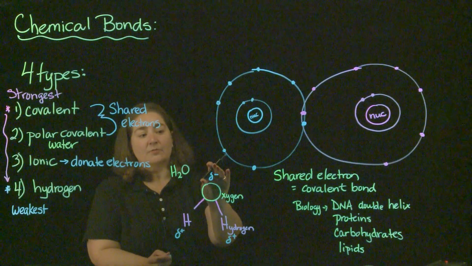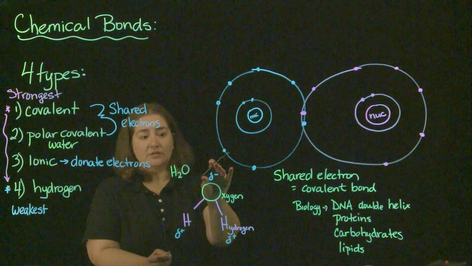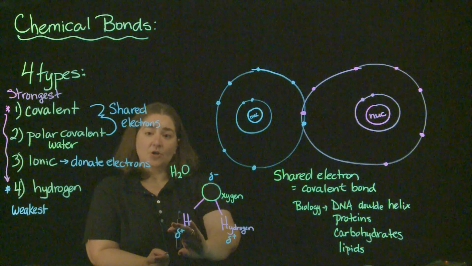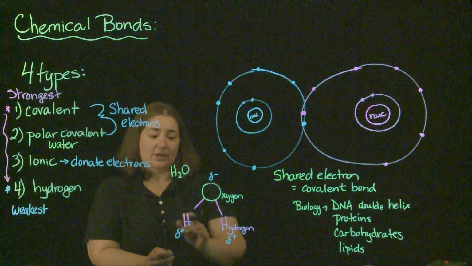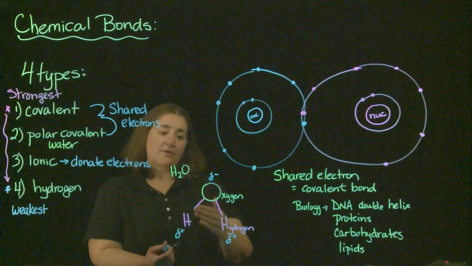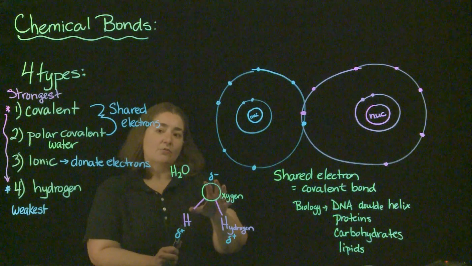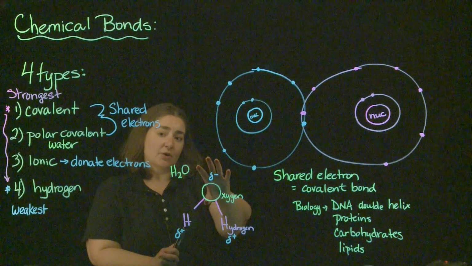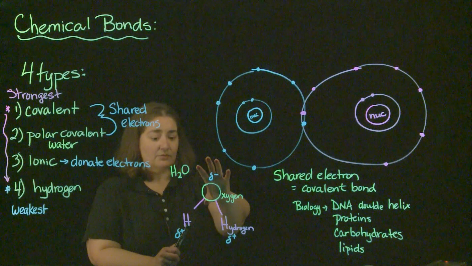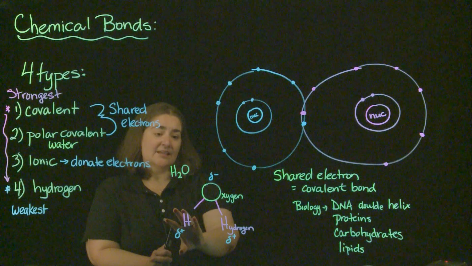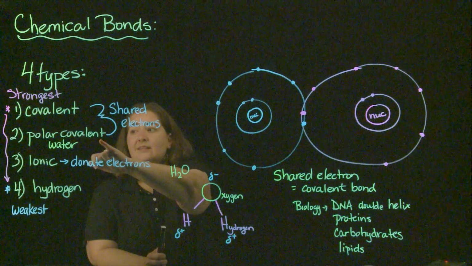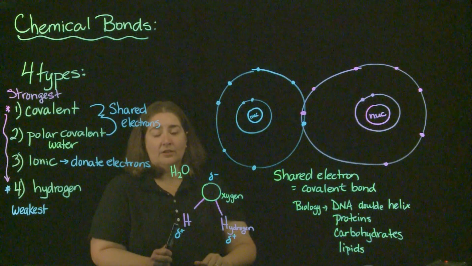All right? And if you notice, I've got a weird little symbol here. This is just really representing a partial negative. This is a partial positive. Okay? So in terms of water, overall, one portion of the molecule is slightly negative. One portion is slightly positive. This is our polar covalent bond.